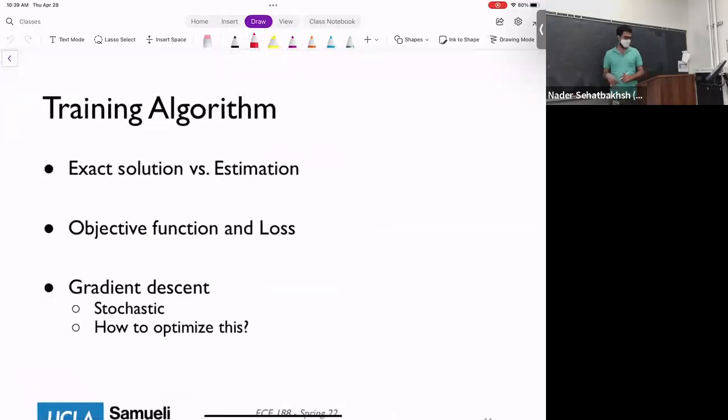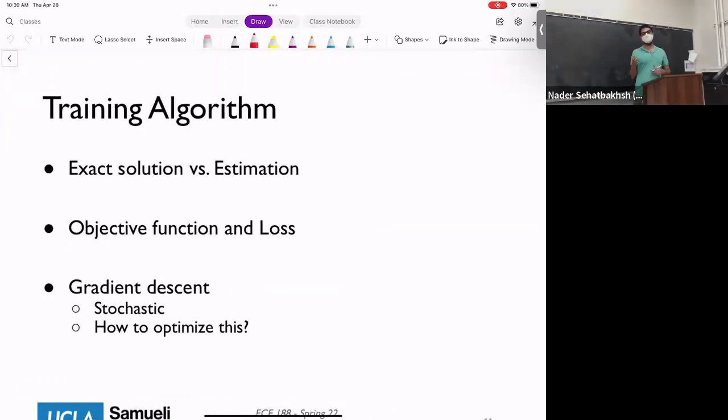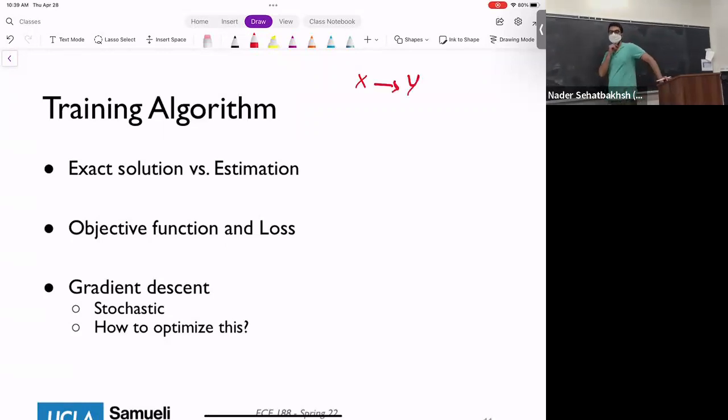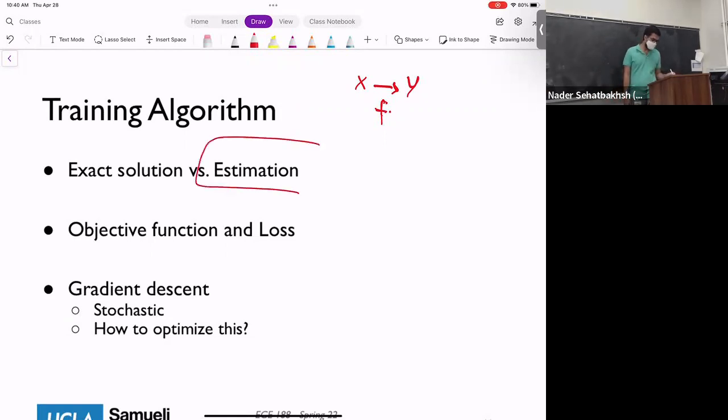So for training, there are three different things that we need to know. First of all, there is no exact solution, or no closed form solution, as I just described. If we have x and y, and if we know exactly what the relationship between x and y is, of course we can train the system to find that f, and this way we get perfect accuracy. The problem is that we usually don't know what that is. So we usually just focus on what's called an estimation of f.